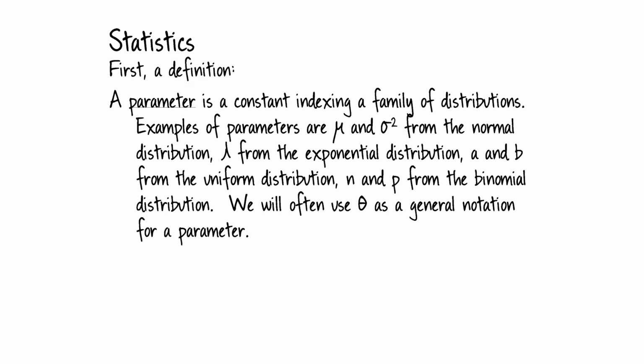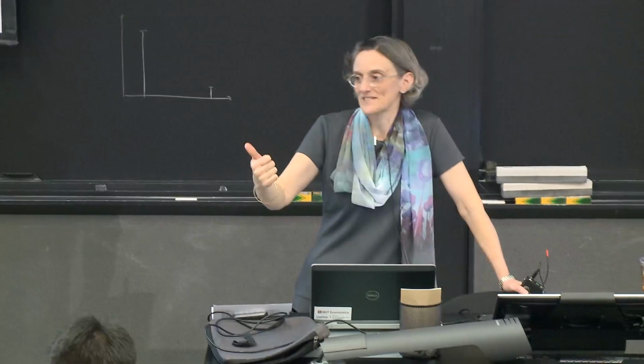N and P from the binomial distribution, for instance. In the discussion of estimation, I'll often use theta as a general notation for a parameter. But if you want to add some concreteness in your mind, just think about lambda from an exponential or whatever, okay?